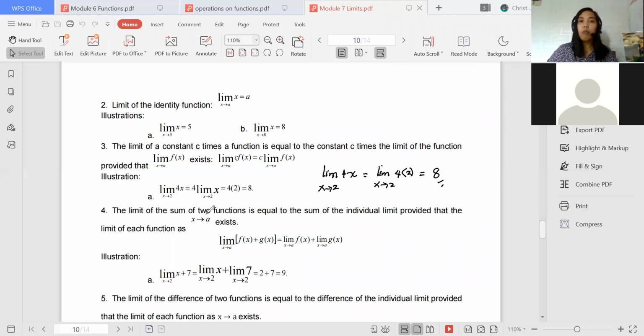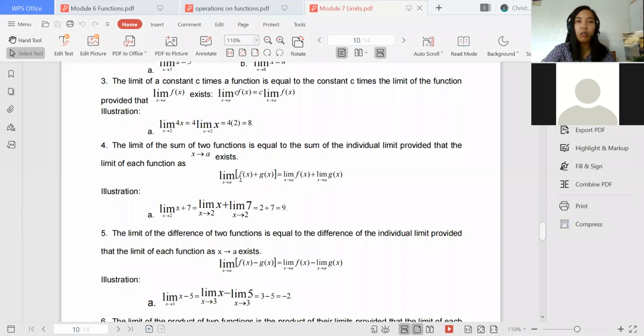Okay? So sum and difference, same ang 4 and 5, parang the same. So 4 ang operation lang, addition, sa 5, difference. Okay? So the limit of f of x plus g of x as x approaches a is just the same with the limit of f of x as x approaches a plus the limit of g of x as x approaches a. So this is also a linear function. You can just do direct substitution.